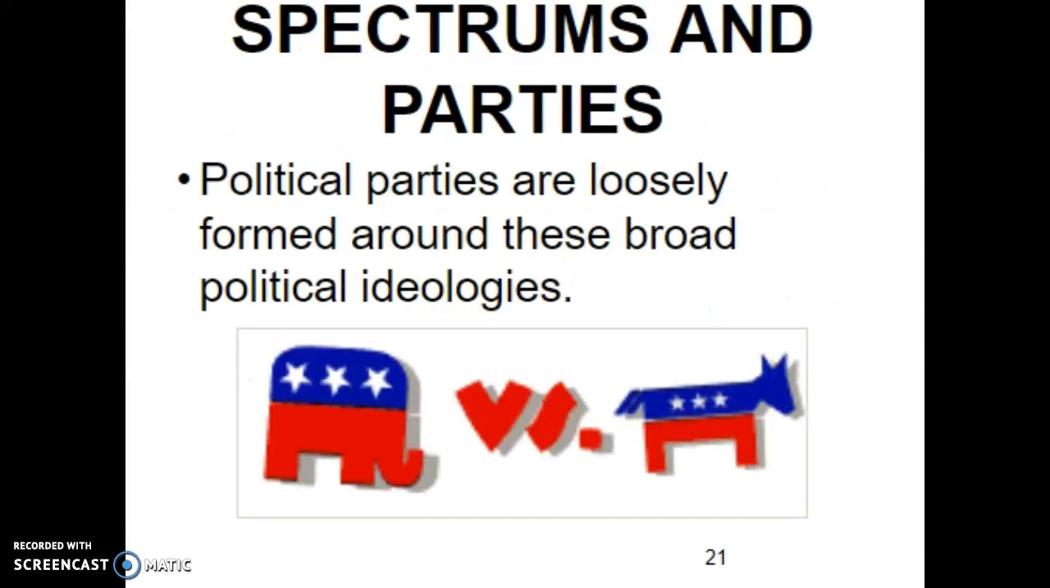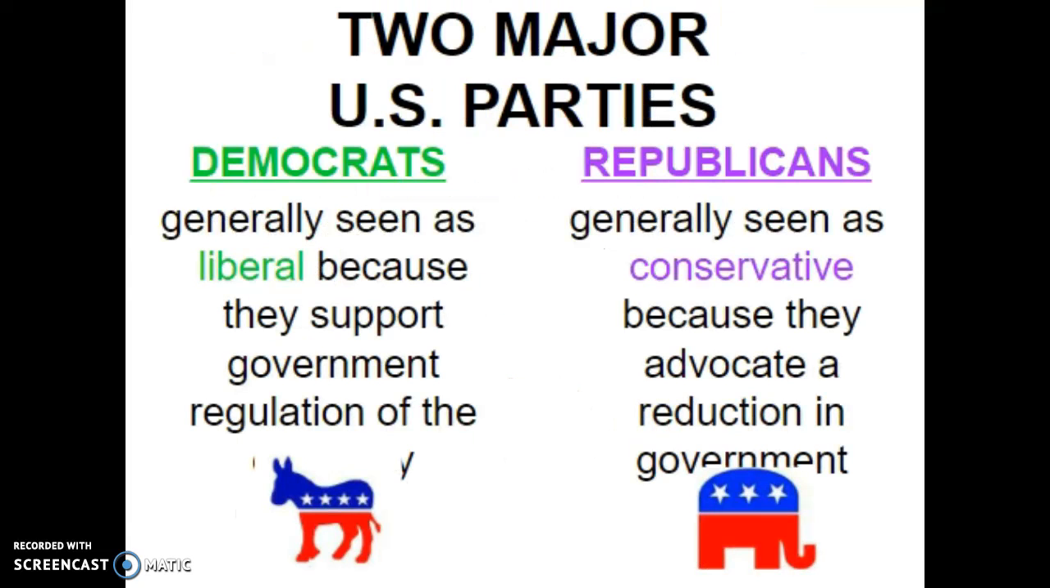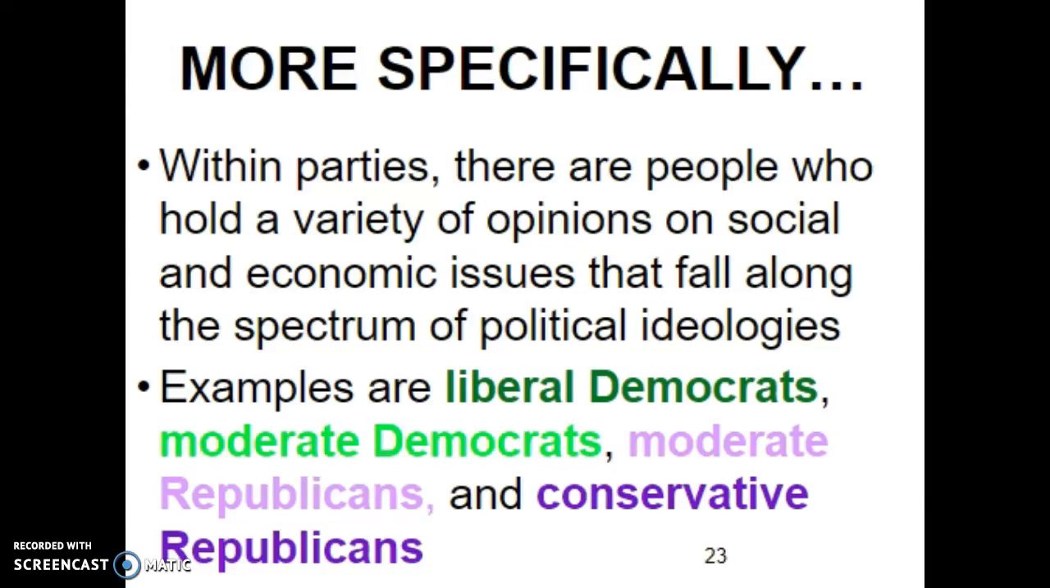All right, so spectrums in the parties. Political parties are loosely formed around these broad political ideologies. Again, Democrats are going to be left, and they're generally seen as liberal and support government regulation. Republicans are generally seen as conservative because they advocate a reduction in the government. More specifically, within parties, there are people who hold a variety of opinions on social and economic issues that fall along the spectrum of political ideologies. Some examples: liberal Democrats, moderate Republicans, and conservative Republicans.